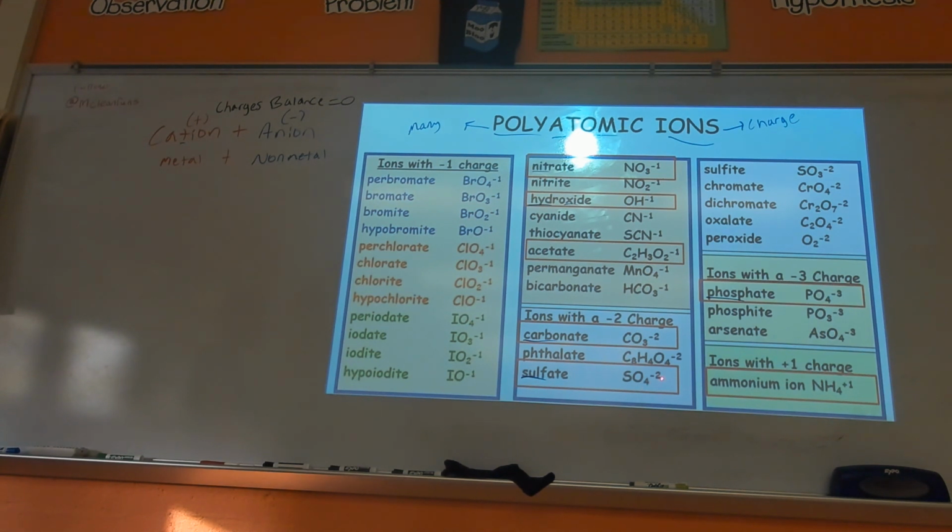Sulfate SO4 minus 2, carbonate CO3 minus 2, phosphate PO4 minus 3, and then there's only one positive. Only one of these is a cation, and that is ammonium, NH4 plus 1.